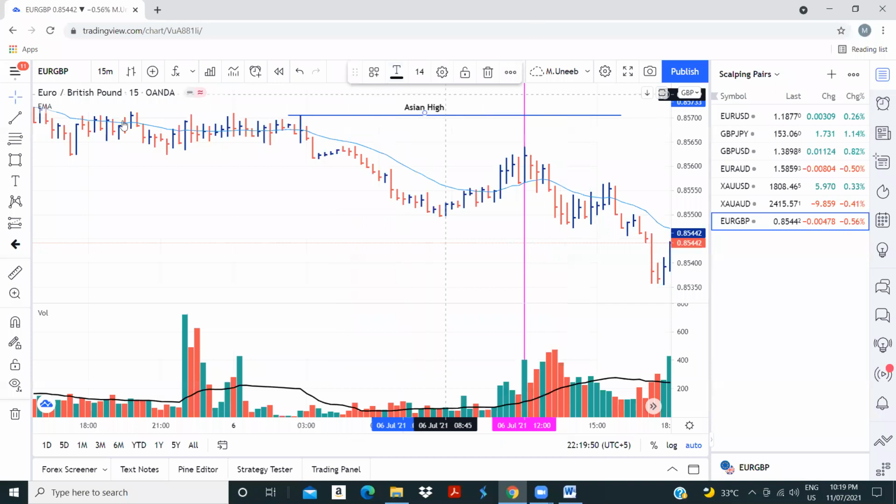Yeah. And how about Asian low? Yeah, I'm here. Asian low is right over here. After 10:30, this is where 10:30 occurred. So this is the Asian low.